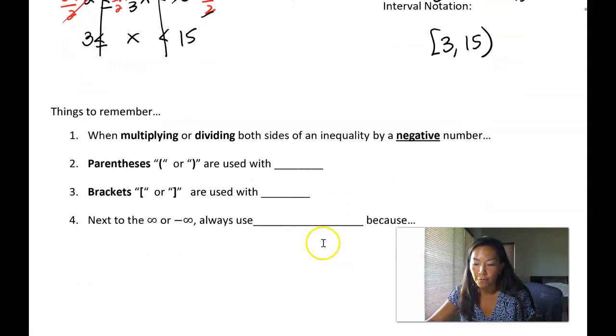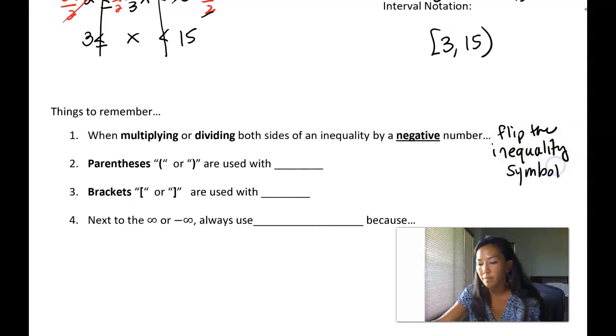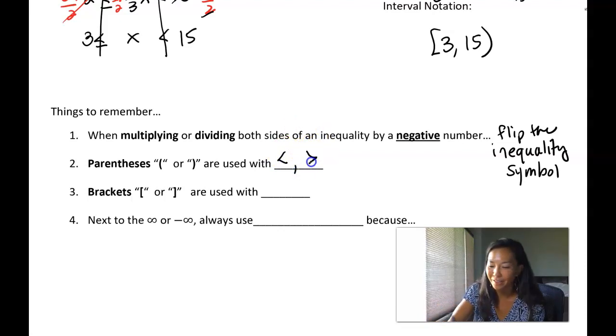All right, and the last thing for this section is just remembering certain things. When you're multiplying or dividing both sides of an inequality by a negative, you need to flip the inequality symbol. Okay. Now, parentheses are used with which inequality symbol? They're the ones that do not equal, so greater than or less than. And then you use brackets with the ones that have equal to on it.